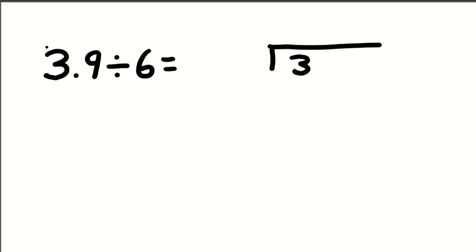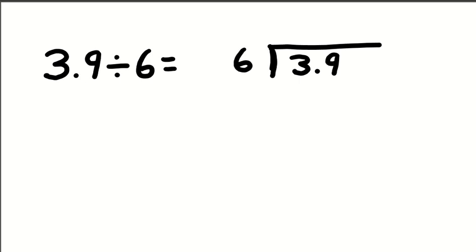3.9 divided by 6. Well, not to panic, my friends, because you can write it like this as well. Let's put 3.9 in the house, as they call it, and let's put 6 on the outside.